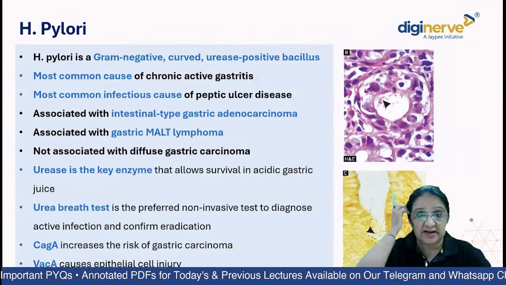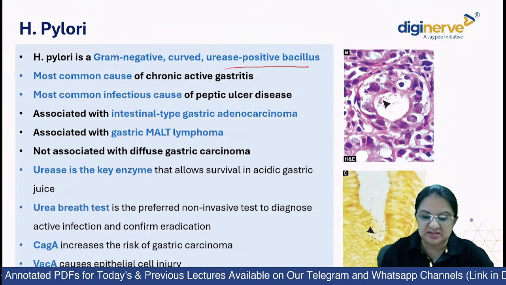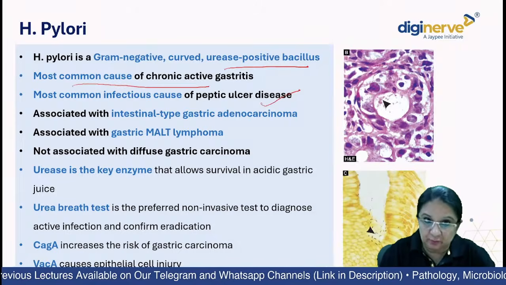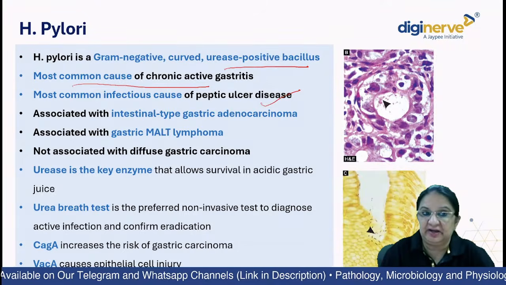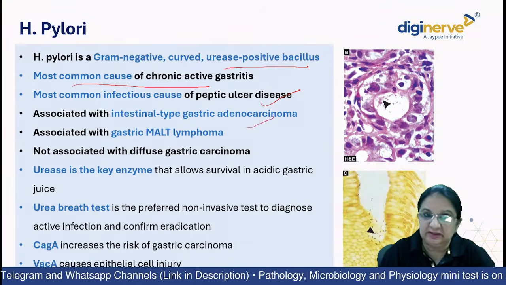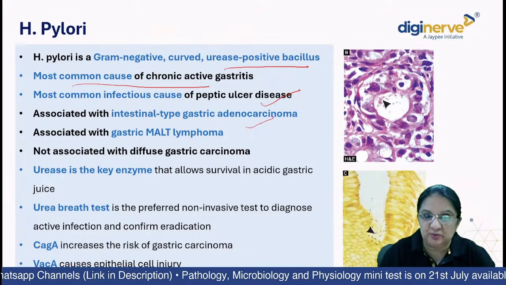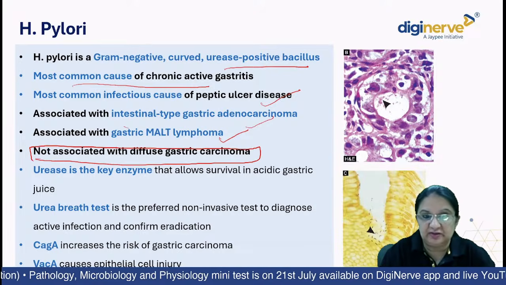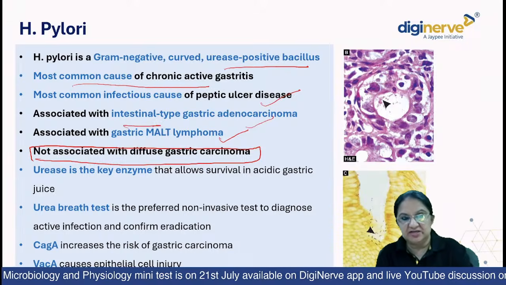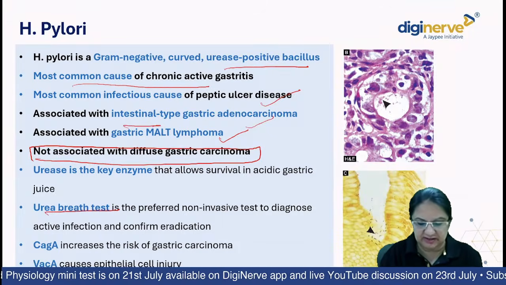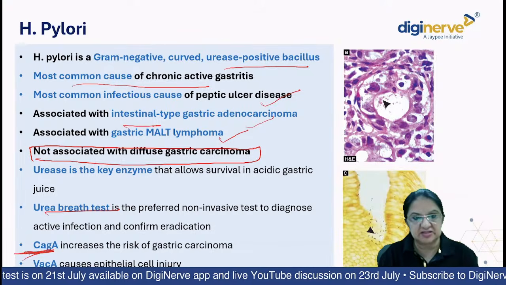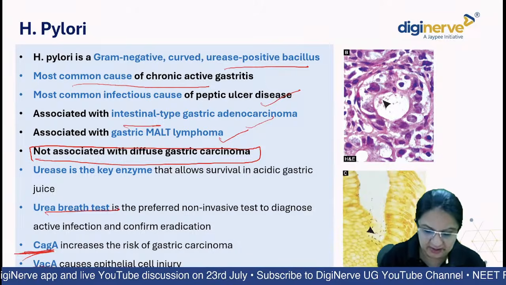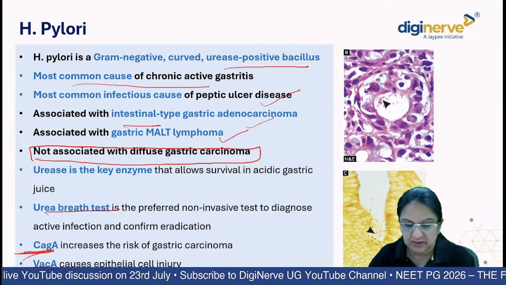H. pylori, it's a gram-negative curved urease-positive bacillus. Most common cause of chronic active gastritis, most common infectious cause of peptic ulcer disease, also associated with intestinal type gastric adenocarcinoma and MALT lymphoma, and it is not associated with diffuse but with intestinal, right? Urease is the key enzyme. Diagnosis: urea breath test. And this increases the CagA gene. CagA gene increases the risk of gastric cancer. VacA causes epithelial cell injury, right?